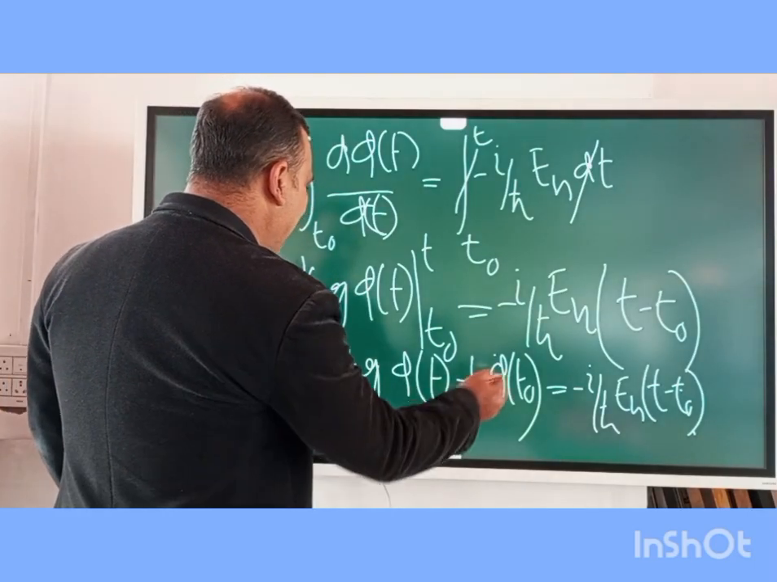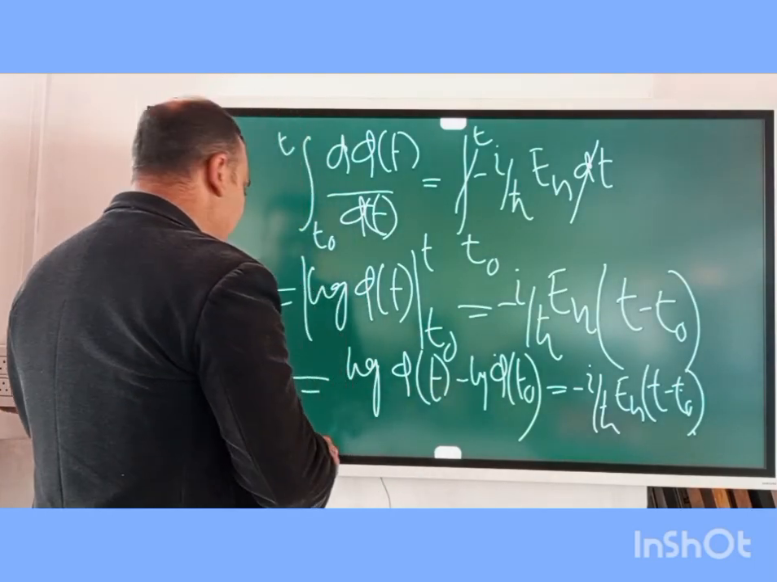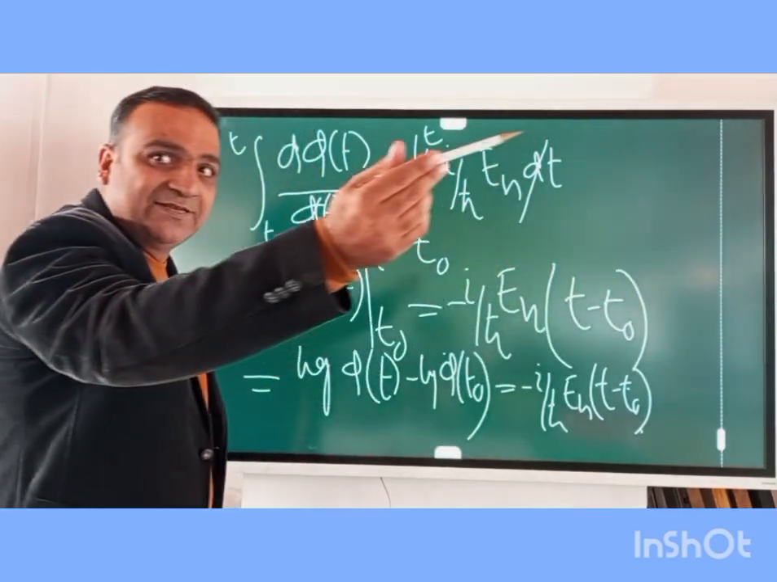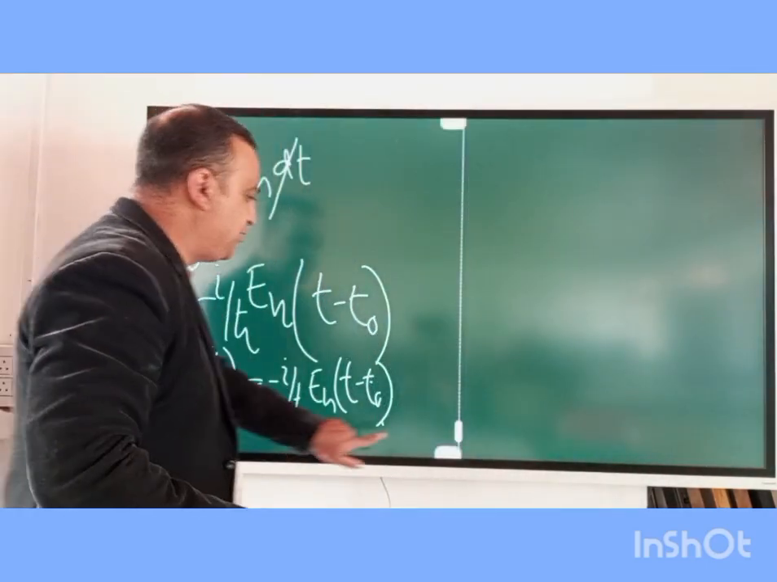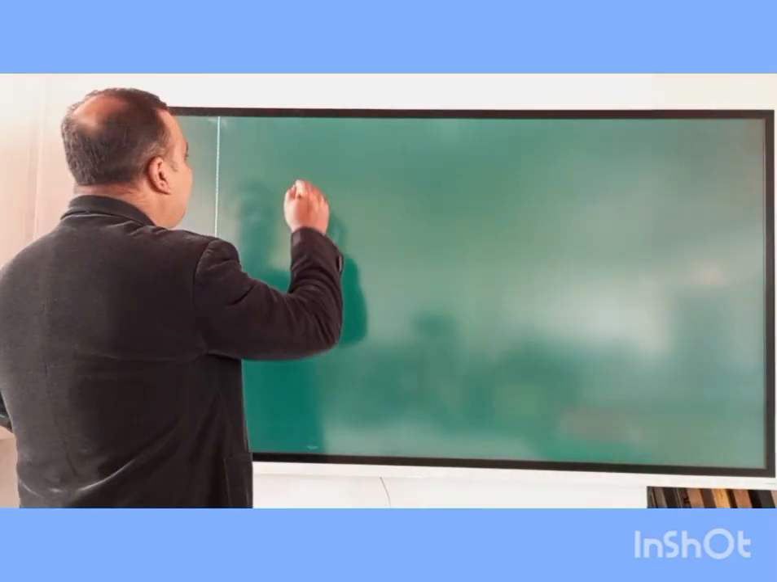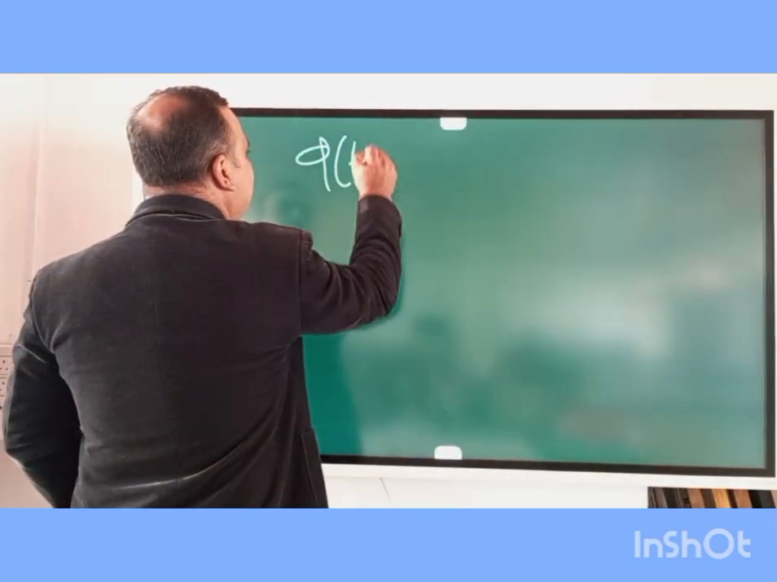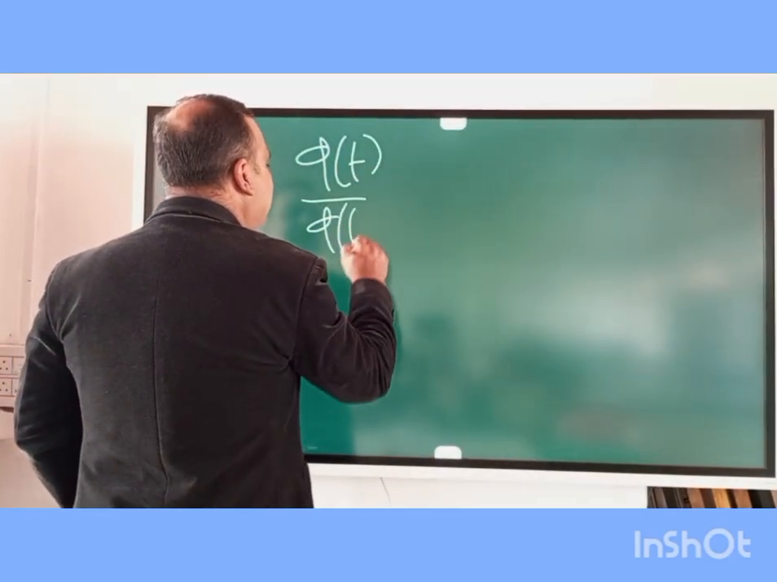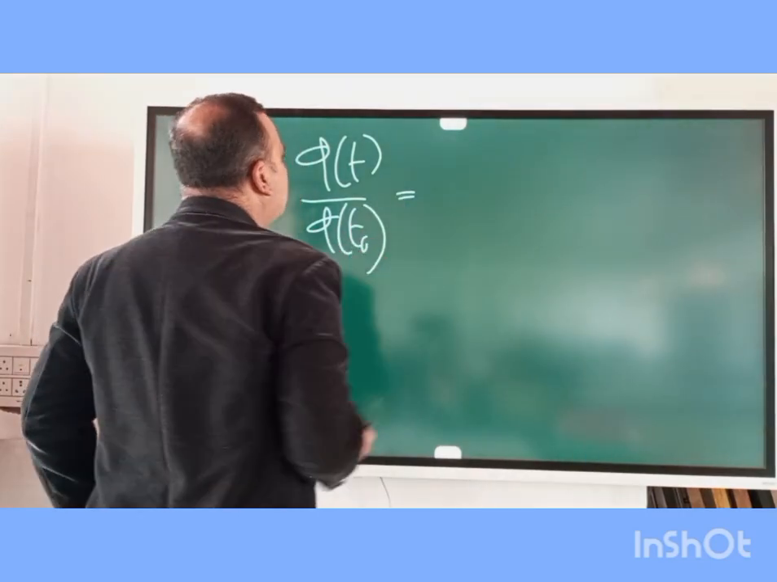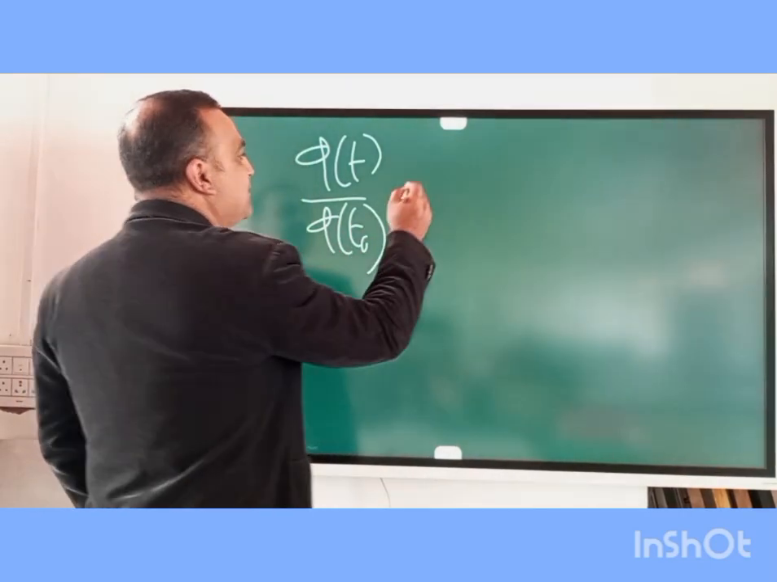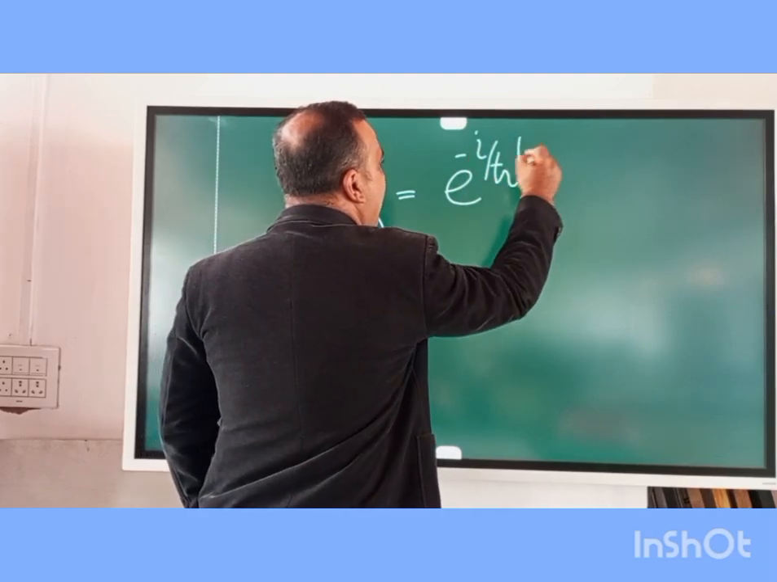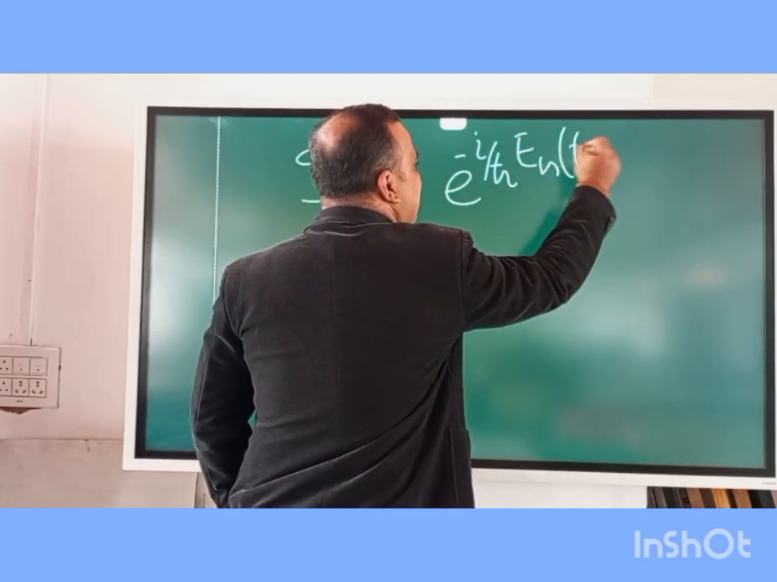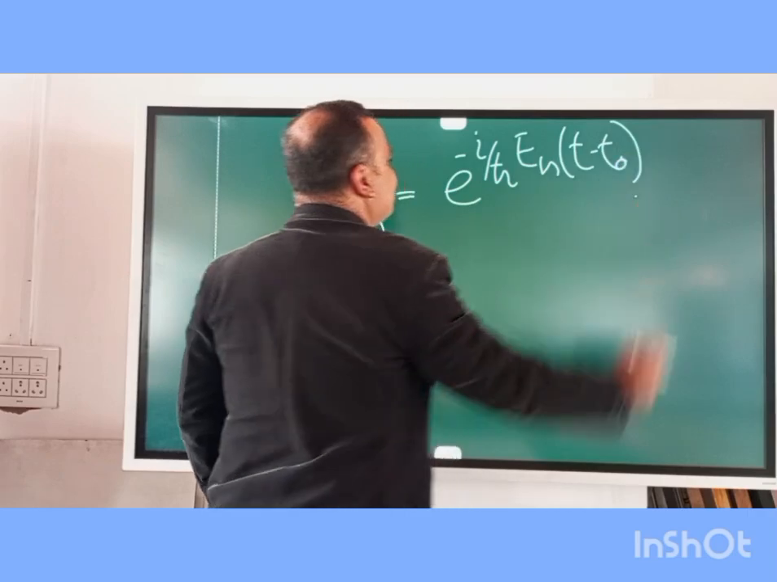Okay, no problem. I will again come back, okay? So then I will transfer the log on the other side. When I transfer it to the other side, I will have an exponential. So what you will be left with is φ(t) by φ(t₀) is equal to e to the power of minus i/ħ Eₙ (t minus t₀).